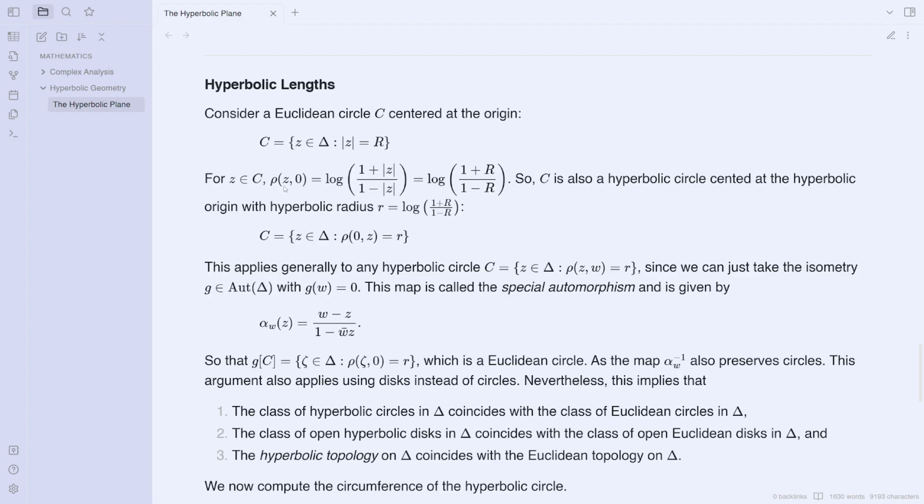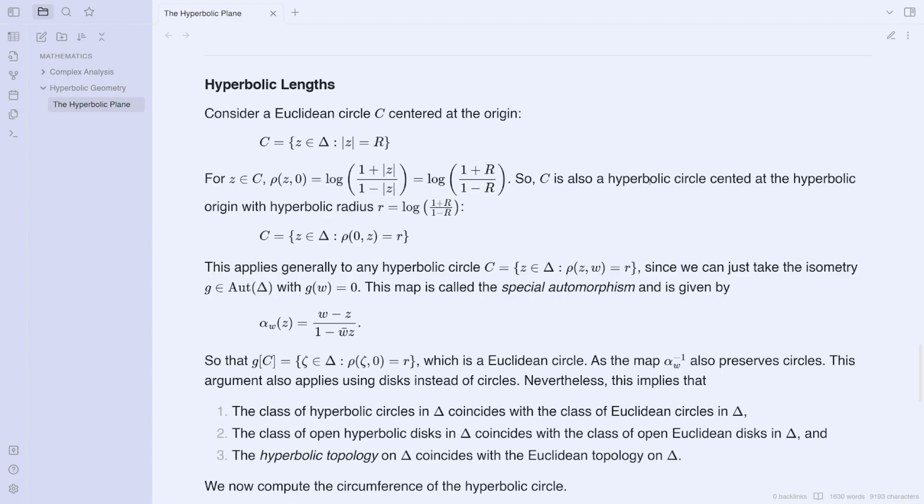Then if I look at any z in C, and I look at the hyperbolic metric applied to a point on a Euclidean circle, then it is always equal to this fixed value. So we get, by our explicit formula, log of 1 plus the modulus of z over 1 minus the modulus of z, but z lives on the boundary, so its modulus is always fixed for every z on the boundary. So we have this fixed value here.